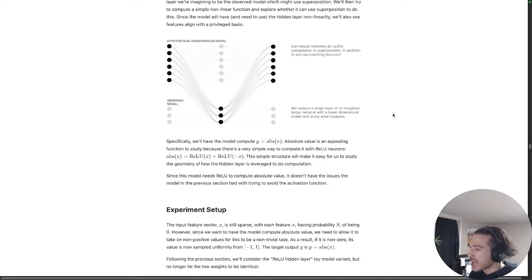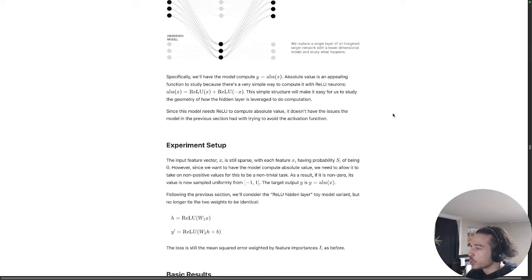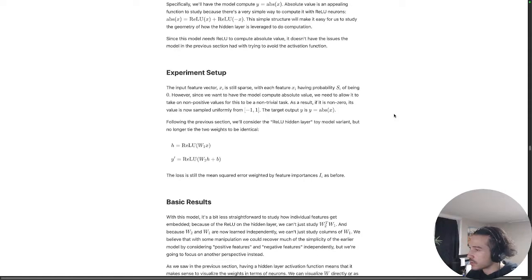Specifically, we'll have the model compute y equals absolute value of x. Absolute value is an appealing function to study because there's a very simple way to compute it with ReLU neurons. Absolute of x equals ReLU of x plus ReLU of negative x. This simple structure will make it easy for us to study the geometry of how the hidden layer is leveraged to do computation. Since this model needs ReLU to compute absolute value, it doesn't have the issues the model in the previous section had with trying to avoid the activation function.